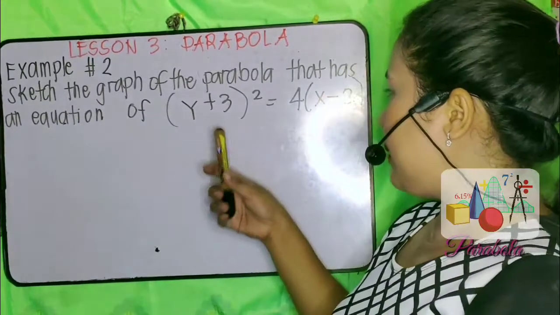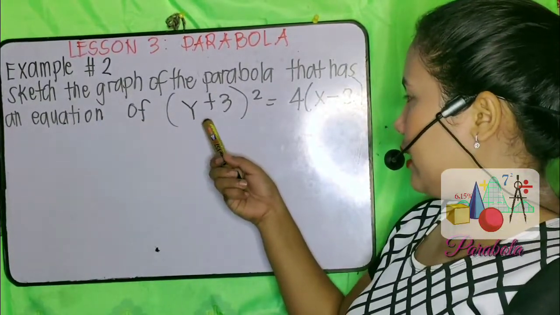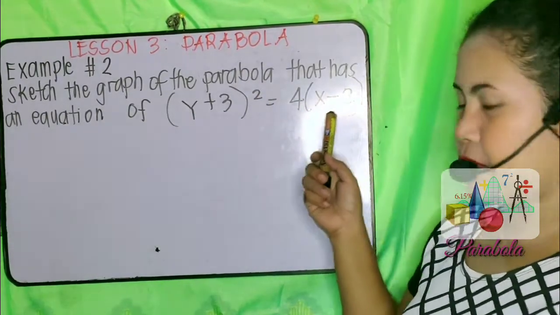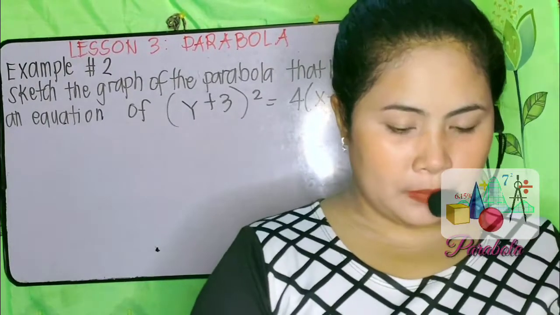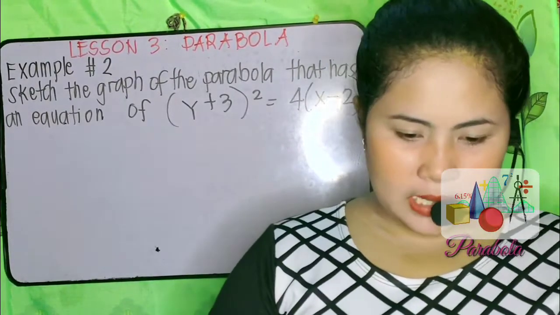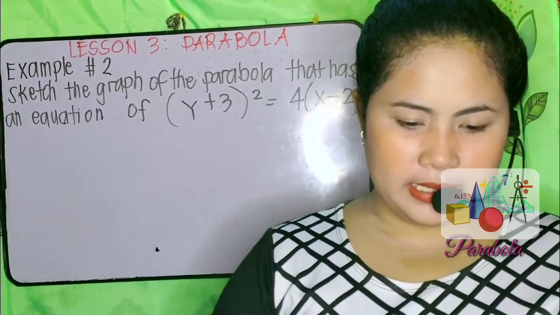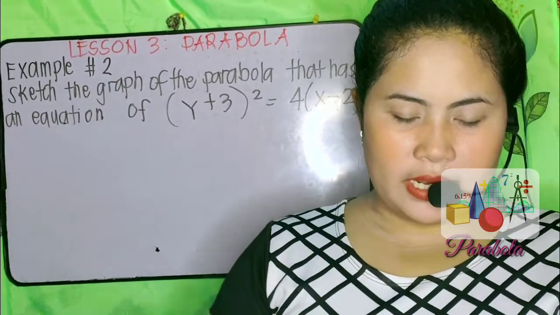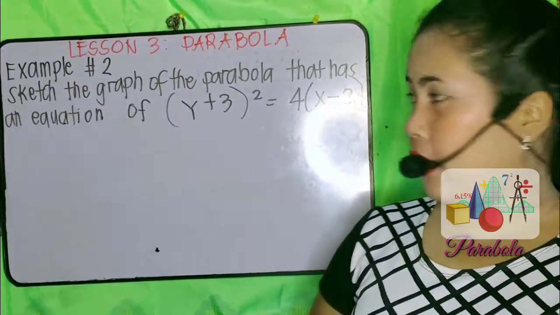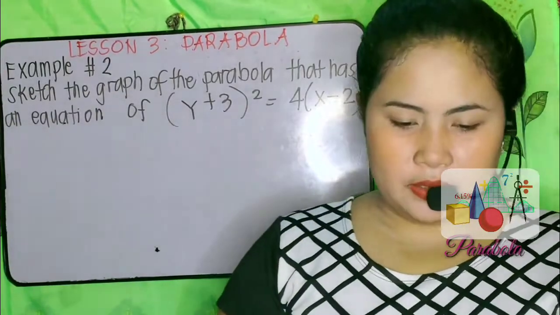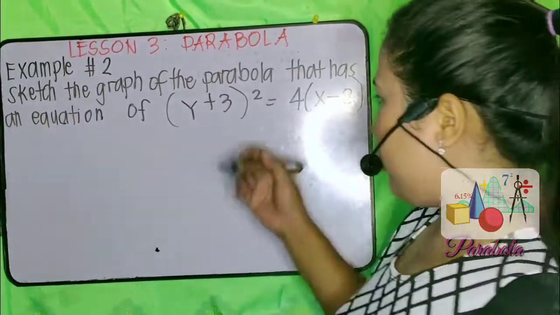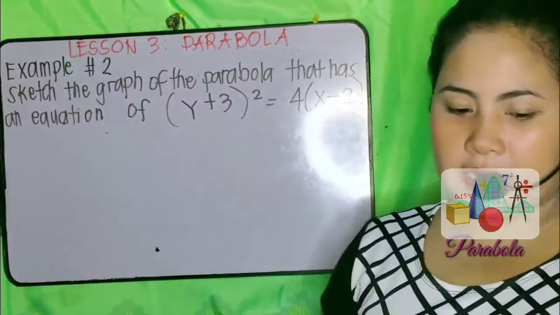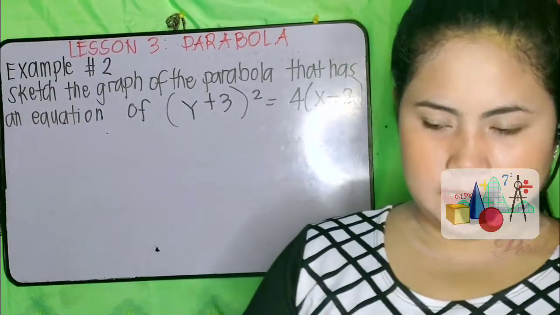Bakit po? Kasi based from the given equation natin, which is y plus 3 squared equals 4 times x minus 2. Diba yung formula for parabolas open upward? So the formula is x minus h squared equals 4a times the quantity y minus k. So, ito po yung formula for parabola that opens upward.